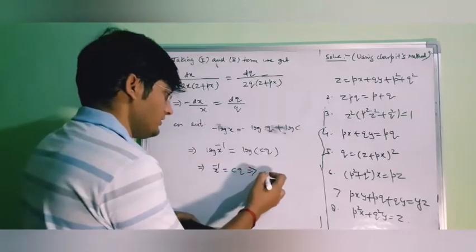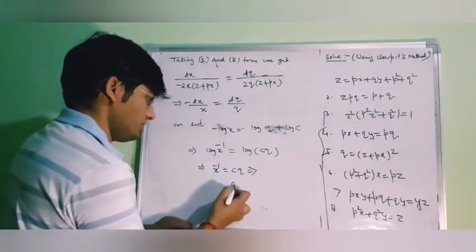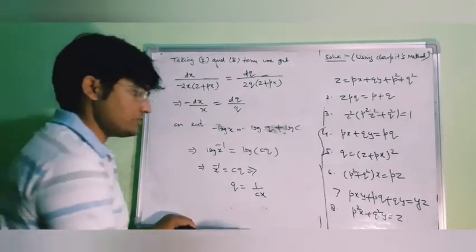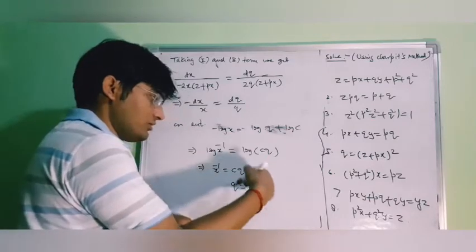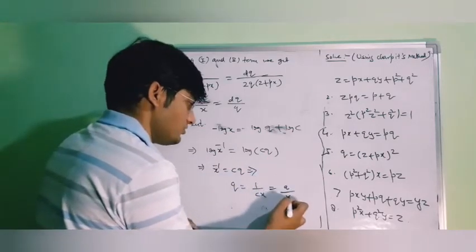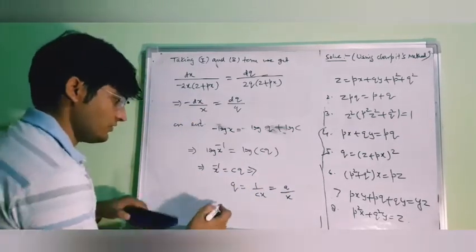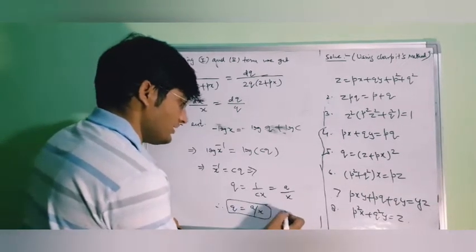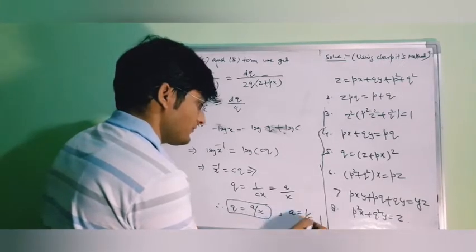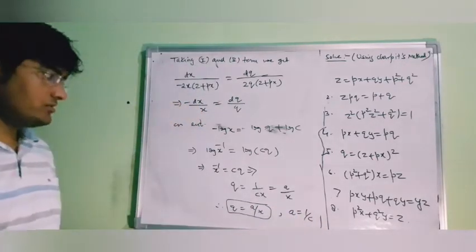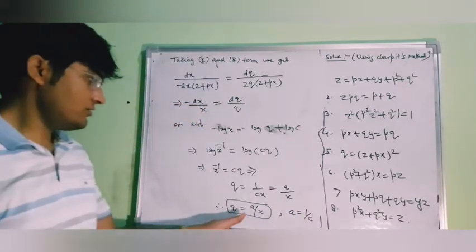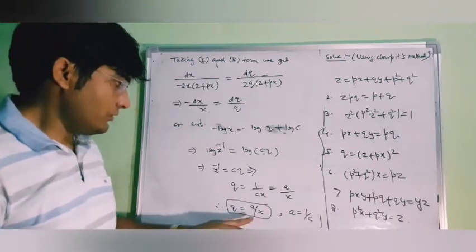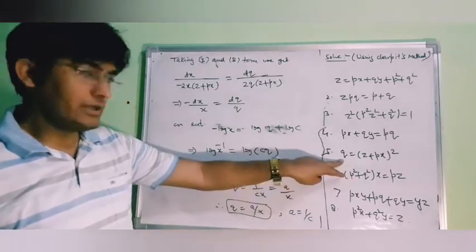So your q will be 1 upon c into x. 1 upon c can be written as some constant a. So therefore q equal to a upon x, where my constant is 1 upon c. We can take any constant, so there is no problem on taking the constant as a. So this is your q. Now with the help of this q, we will evaluate our p.